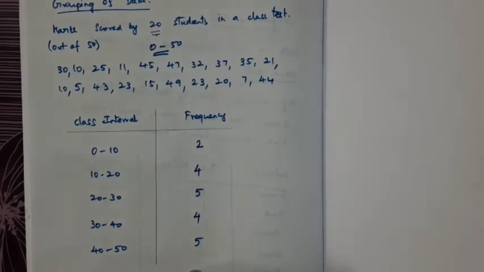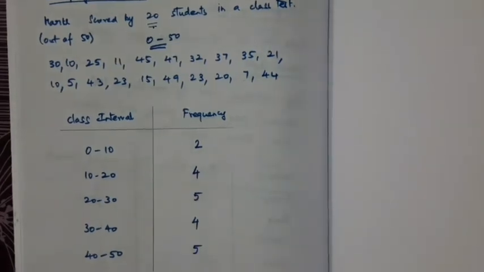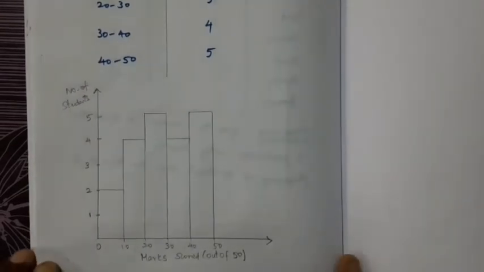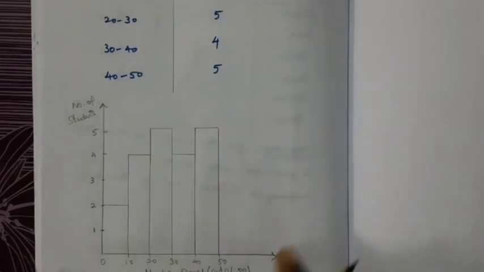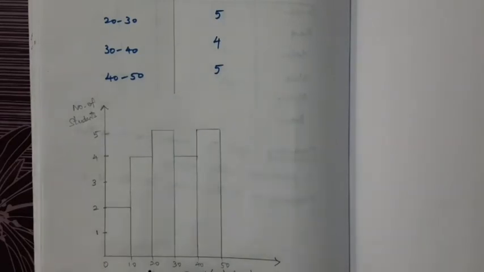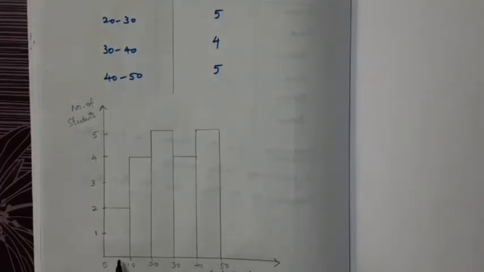Now I want to represent this in a graphical form. The data displayed in a table form, I am going to represent in the form of a graph like this. You can see here I have marked marks scored out of 50: 0, 10, 20, 30, 40, 50. You have to write according to the class intervals. All these intervals should have the same width. You should not write from 0 to 5 and then 5 to 30 like that. The intervals should be the same.